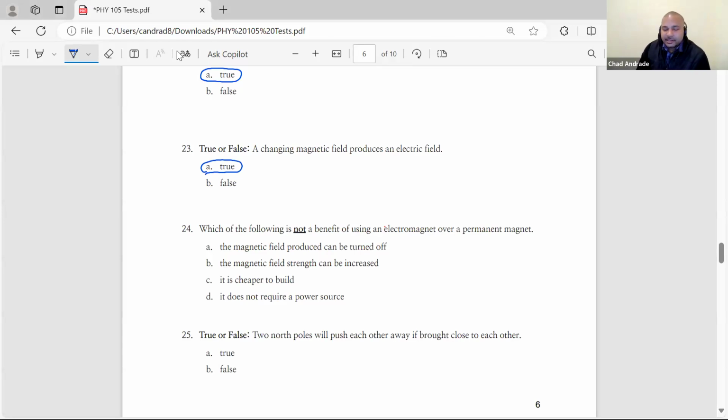Now, this is the funny thing, and it sets up the rest of this chapter, because the rest of this chapter is on electromagnetism, right? And what I'm going to say now has nothing to do with the test per se, right?